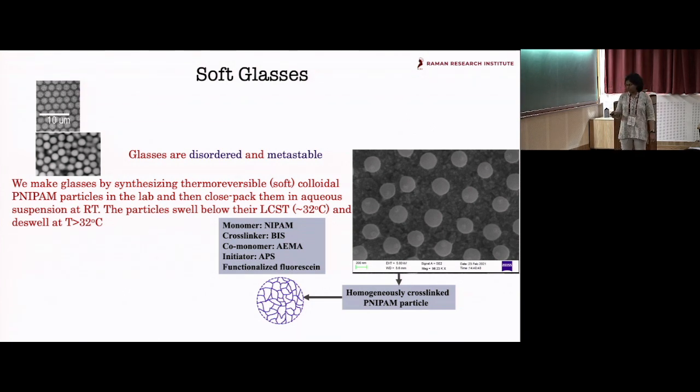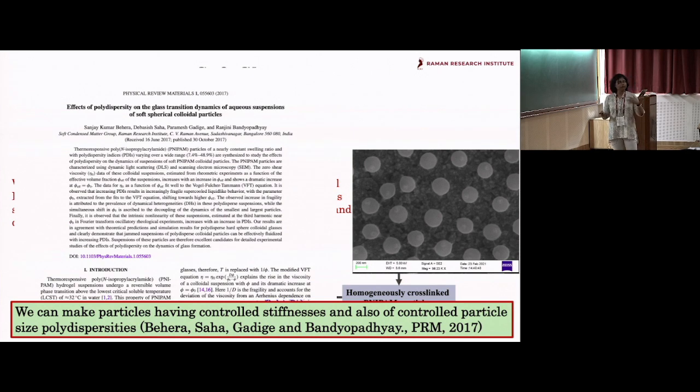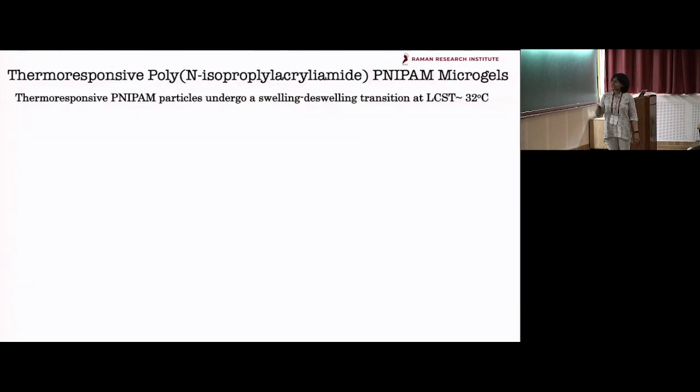It's been wonderful being able to synthesize our own particles, because we make these microgel particles as we want them. For instance, we can change the rate of swelling and deswelling. In another work, we also showed how you can control the size polydispersity of these systems. So we can make controlled Gaussian distributions of sizes.